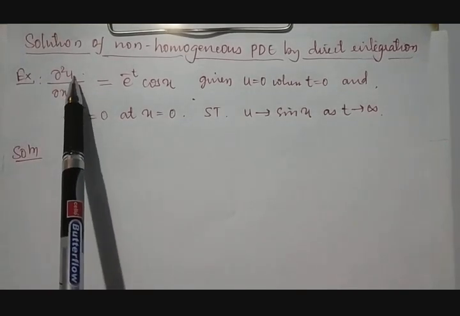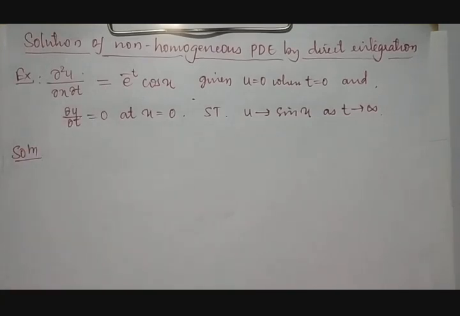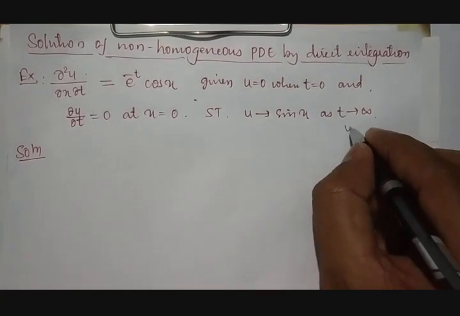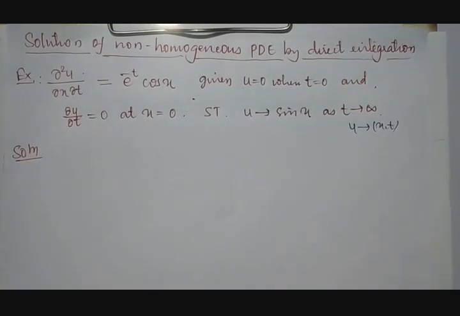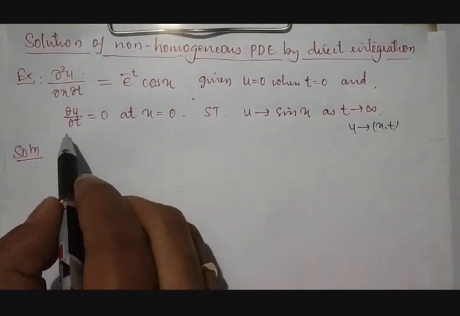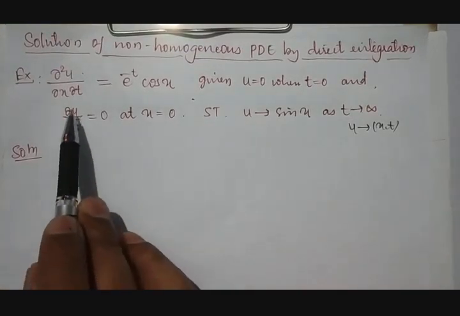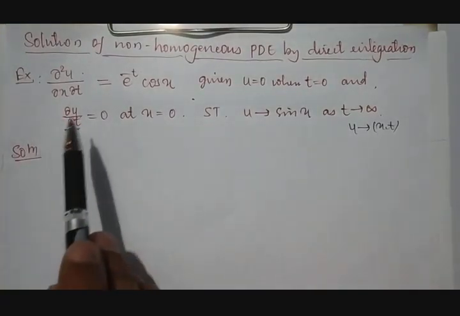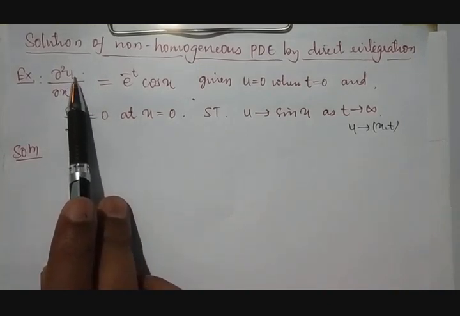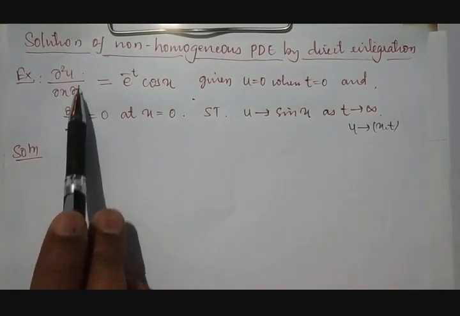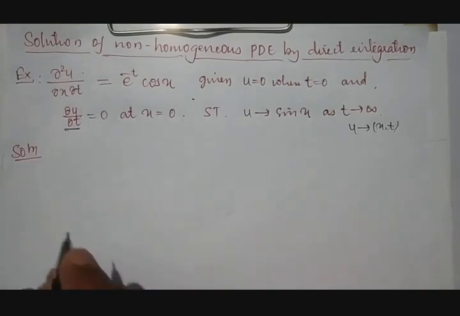Here u is a function of x and t. So we need to integrate this u with respect to x and t. That we need to take care. And in the condition, you can see ∂u/∂t is available. When ∂u/∂t is available, it is understood that first we need to integrate this with respect to x to get ∂u/∂t. That is the important thing.